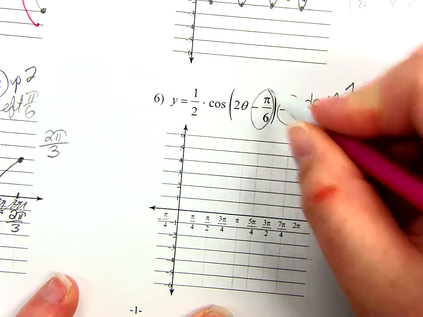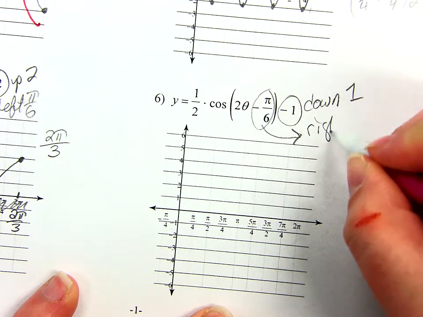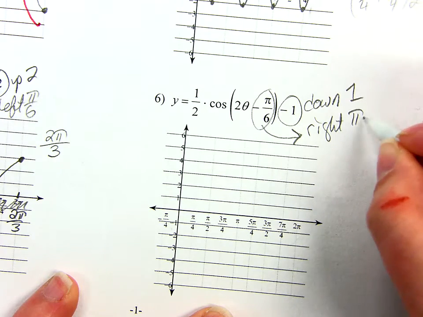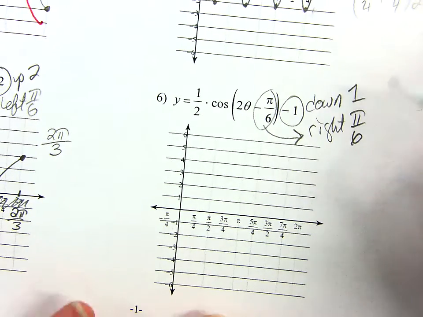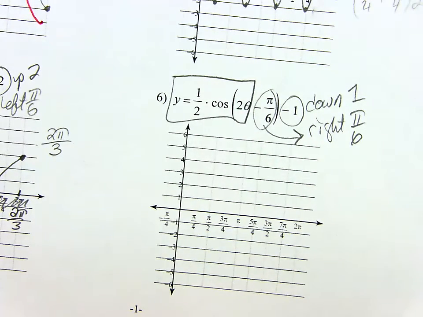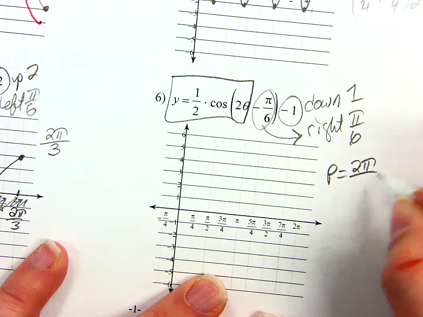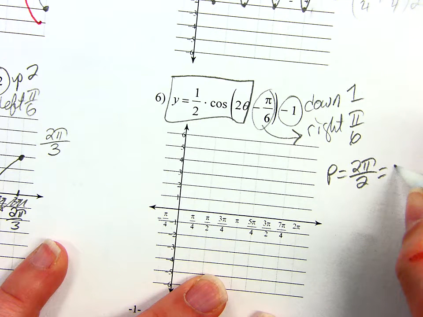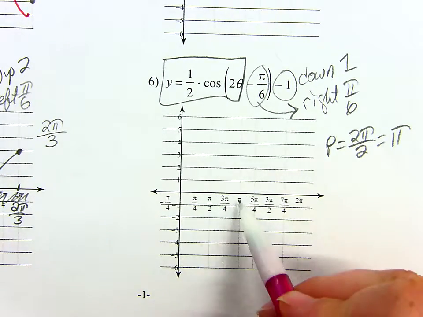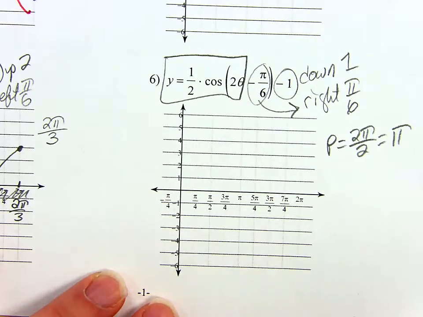So the vertical shift of -1, down 1. Because the negative pi over 6 really means right pi over 6. Oh, like you all know how. So the period is pi over 2, so it's just change the scale. Their scale is perfect. They've got a pi.